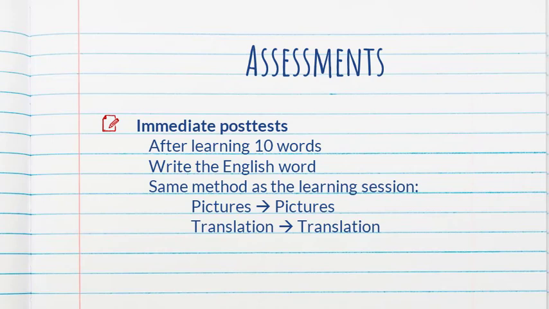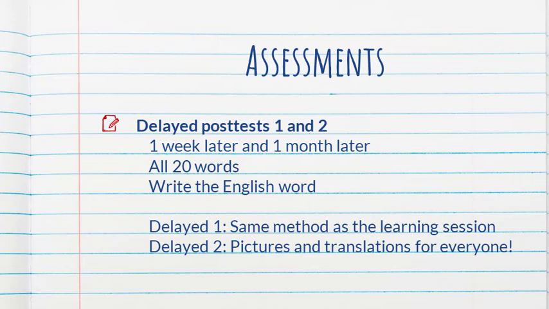And the students had to write the English word. The test used the same method as the learning session. So if the learning session was all about pictures, then the test was all about pictures and the students had to write the English word. If during instruction the students saw the translation of the words, not pictures, then in the immediate post-test they were given the word in Turkish, their L1, and the students had to write the English equivalent.